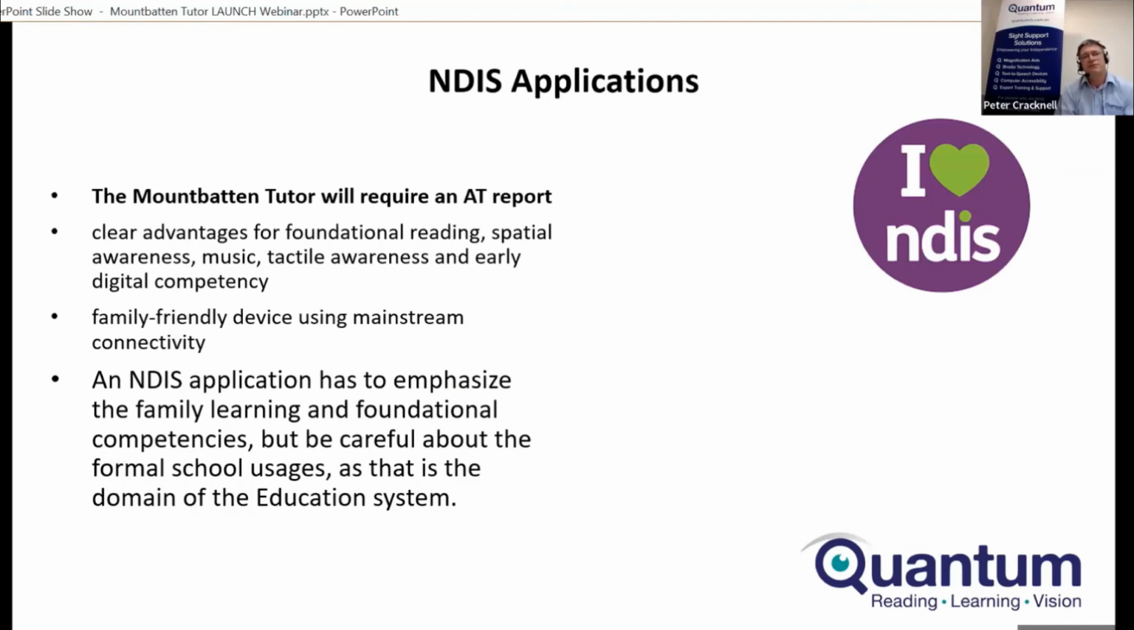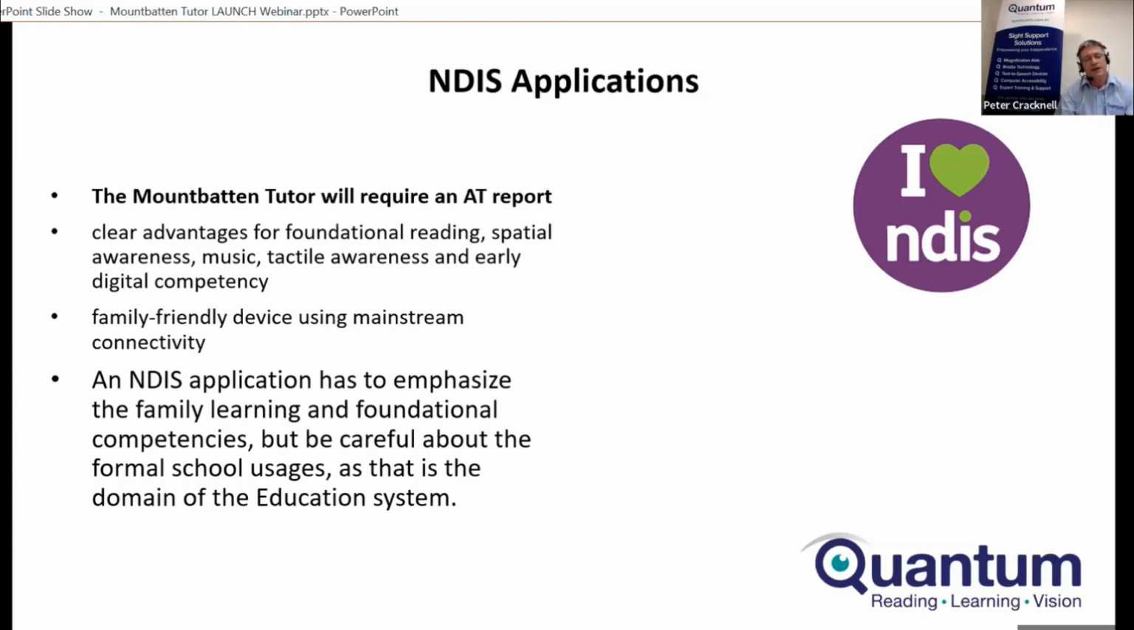We have to be careful about how the educational advantages are framed. Obviously, one wouldn't say that it was something that was being used in the school environment in an NDIS application, because they're separate domains. So you have to be very clear that it's for the home learning environment that the Mountbatten Tutor is being applied for.